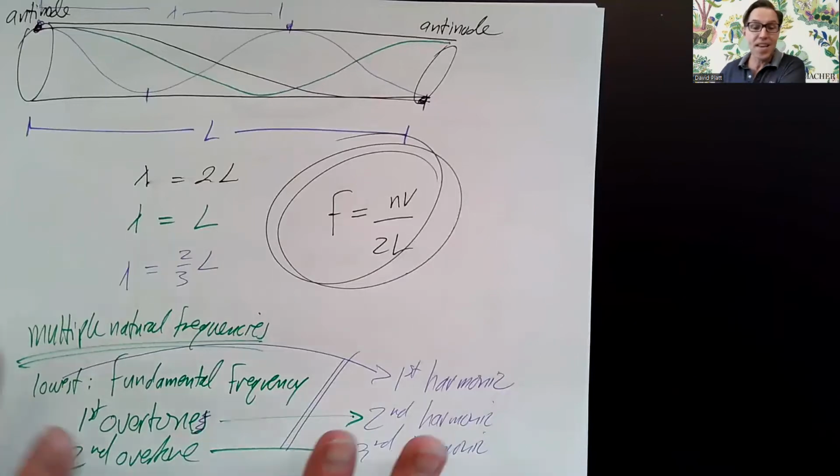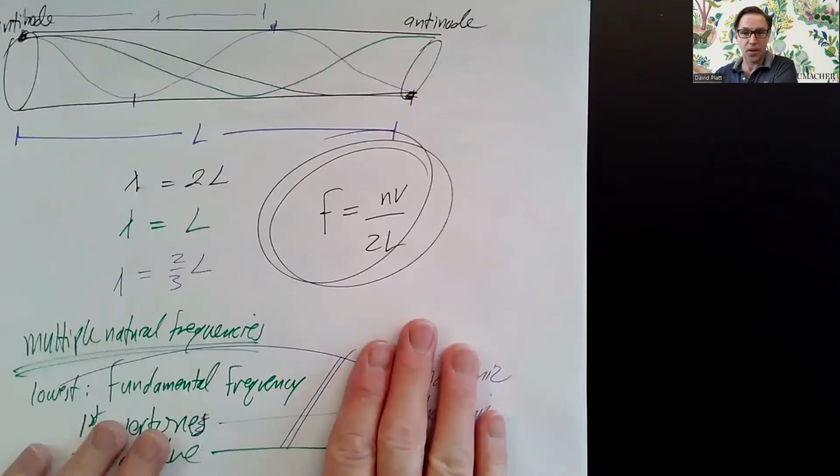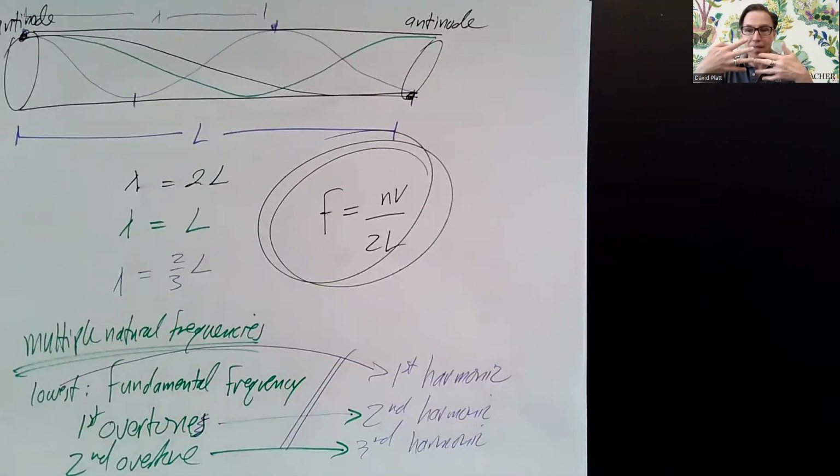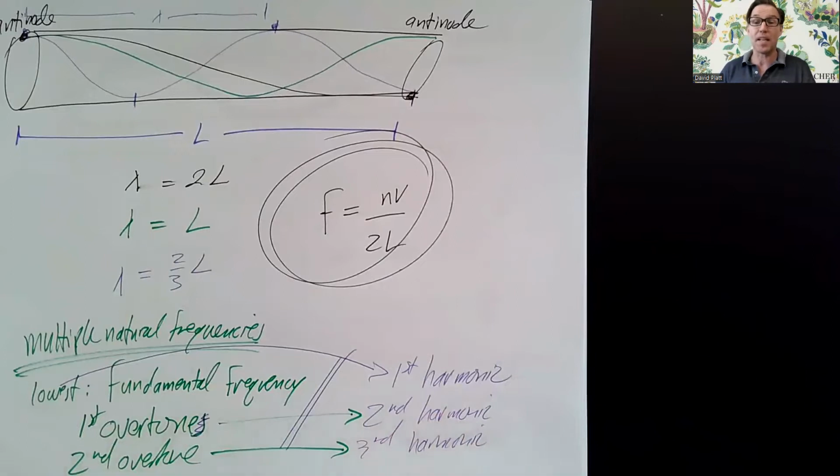So this not quite alignment of the way we name overtones and the way we name harmonics reminds me of the way Americans name the floors in a building and the way English people name floors in a building. It just always makes me think of that.